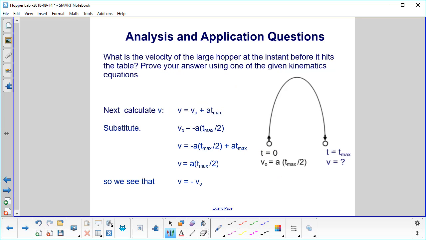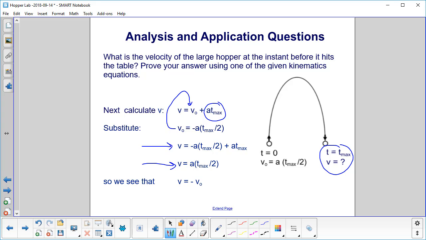We'll now reuse the first kinematics equation, but we want to find the velocity down here, which is what we asked originally. So this time, what's the difference? The time will be t max. So in the previous slide, we solved for V0, and we'll insert it into the equation there, and we get V is equal to minus a times t max over 2 plus a t max. Well, you combine those two, and you get velocity, your final velocity right before it hits the ground, is a times t max over 2.